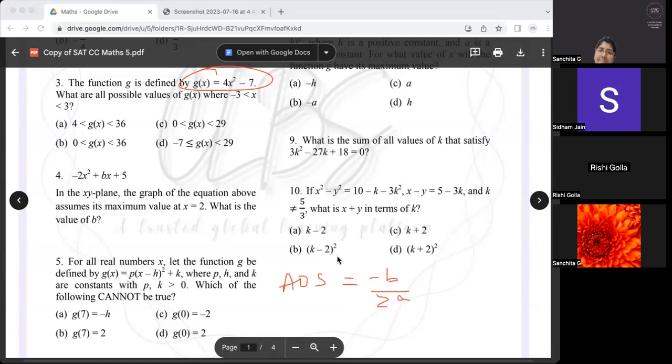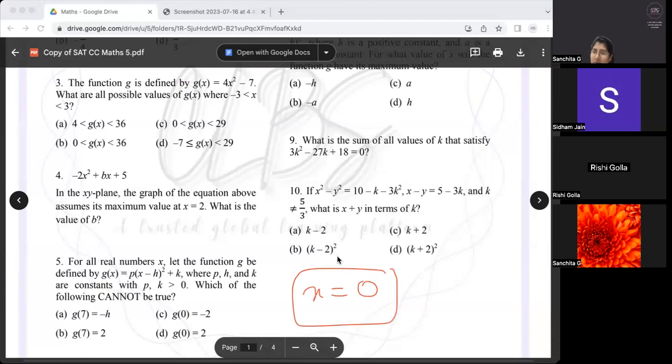So what is axis of symmetry? Come on, tell me. What is it? Minus b by 2a, sorry. Minus b, I don't have it, right? So it's 0, correct? 2a is 2 times 4. So 0 by anything is 0 only, correct? So my axis of symmetry is actually 0. Do you agree with me?